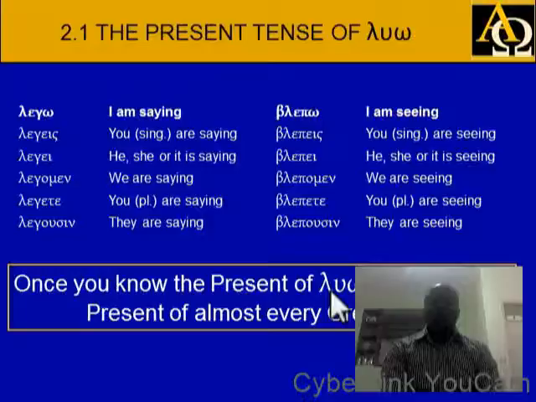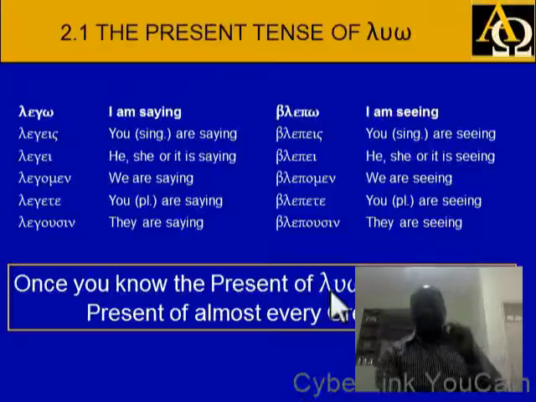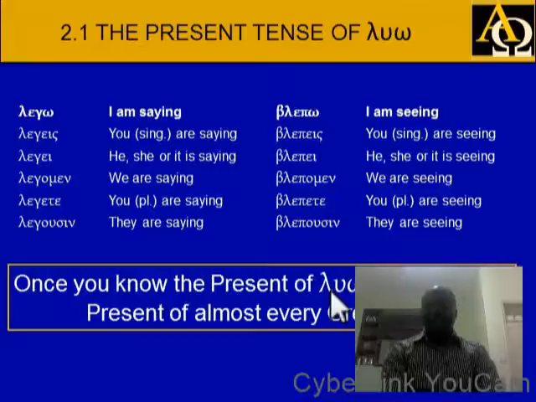And then we have blepo. Blepo means I am seeing, or I see. Blepeis, you are seeing. Blepei means he, she, or it is seeing. Blepomen means we are seeing. And blepete means you are seeing, you plural. Blepousin means they are seeing.